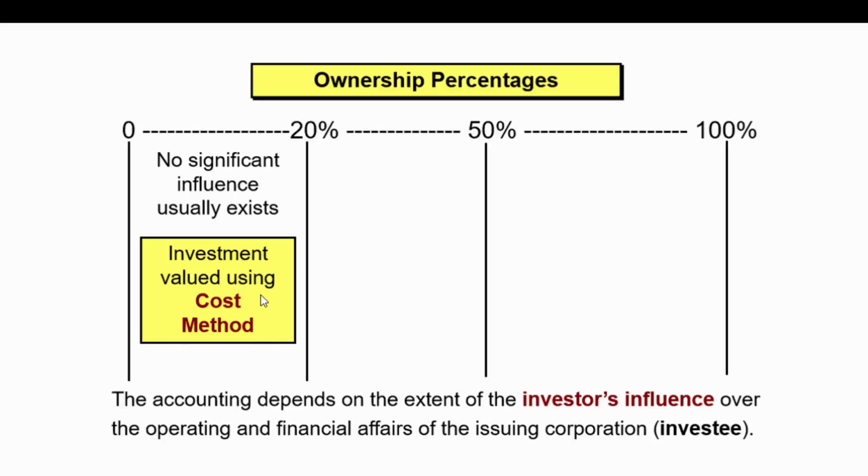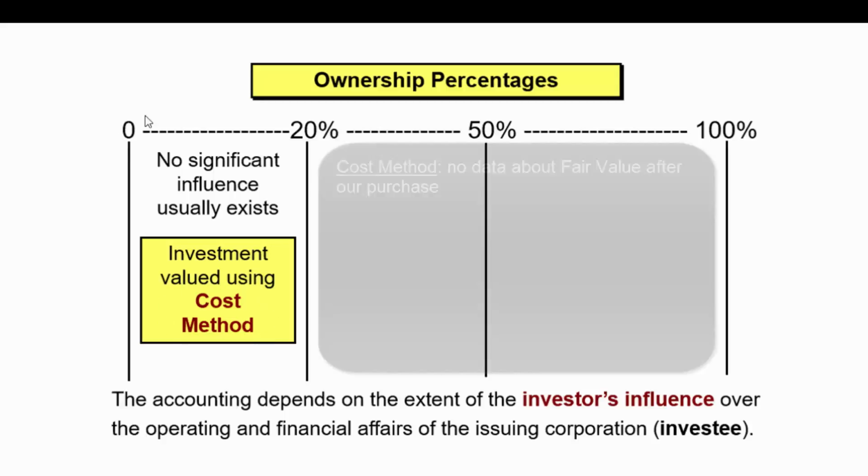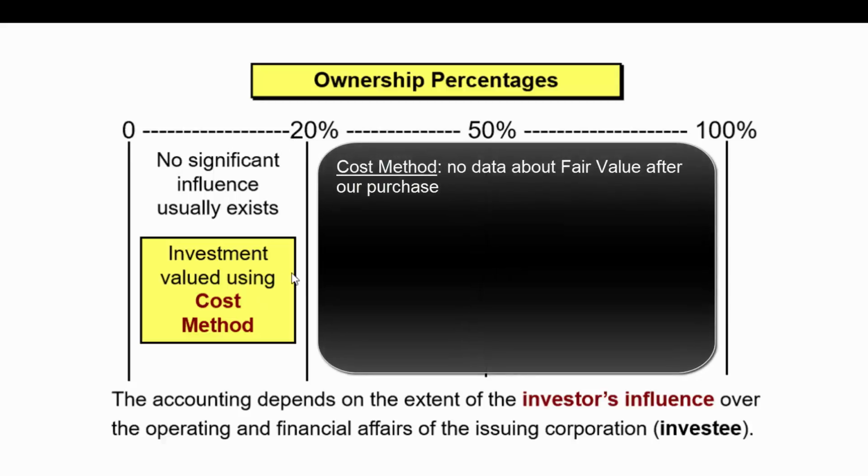Well, we really have three options if we own between 0 and 20%. We can use the cost method. We can put them on our books for what we paid for them and never adjust them. This would be appropriate if it's a small company and the stocks don't trade all the time, so we really don't know what our shares are worth.